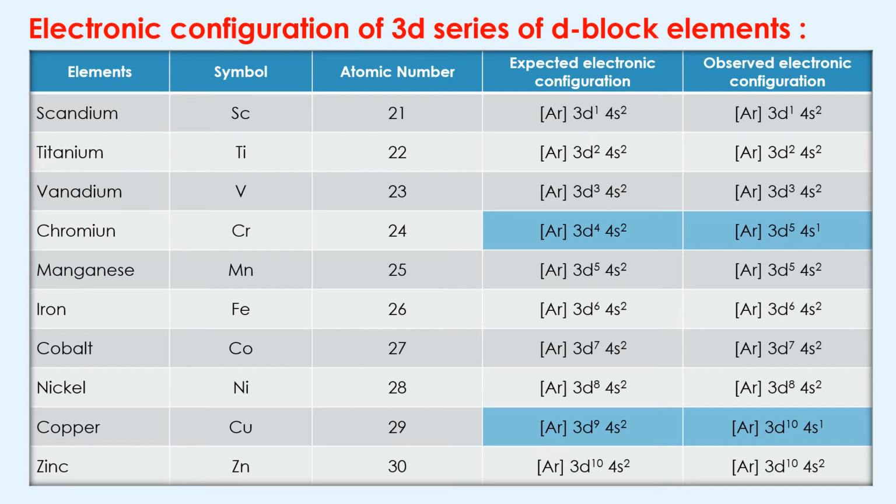If you see this table, what is your observation here? Only chromium and copper show a different observed electronic configuration as compared to the expected. So in the exam they ask you why chromium and copper show a different observed electronic configuration as compared to the expected one.